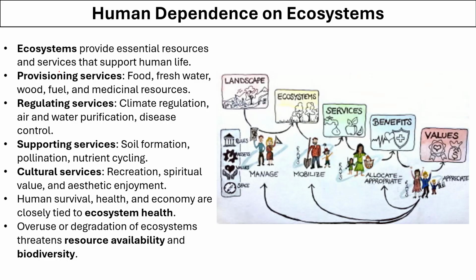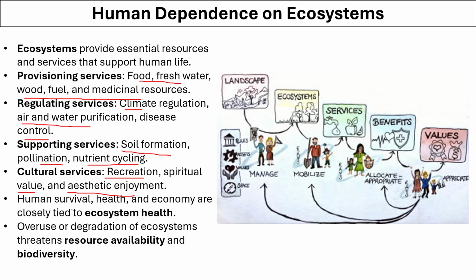Ecosystem provides so many resources and services to human beings. It provides us food, fresh water, wood, fuel, medicines, and it also regulates our climate, purifies air and water, and helps in controlling diseases. Other services provided by our environment are soil formation, pollination, and recycling of nutrients. Culturally, it provides us an opportunity for recreation, spiritual values, and aesthetic enjoyment.